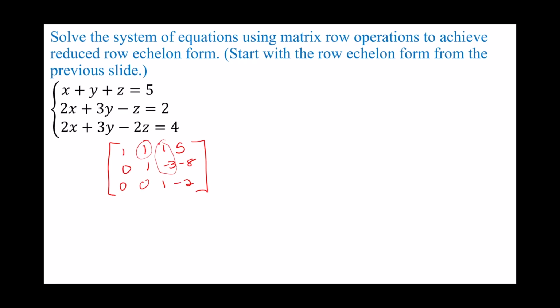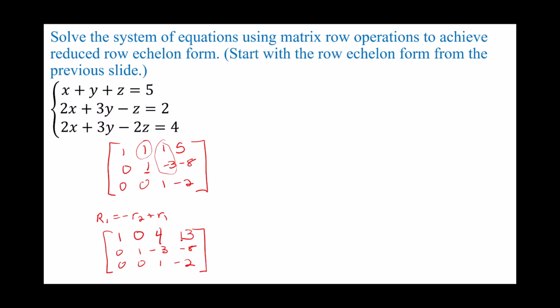So I'll do the second column first. I need to make that circled 1 a 0, and I'm going to do that by using the 1 that's already there in that column. So my new row 1 will be negative row 2 plus row 1. So the second two rows are staying the same. So the new row 1 will be negative the old row 2 plus row 1. So negative 0 plus 1 is 1. Negative 1 plus 1 is 0. Negative negative 3 is 3 plus 1 is 4. And then negative negative 8 would be 8 plus 5 is 13.